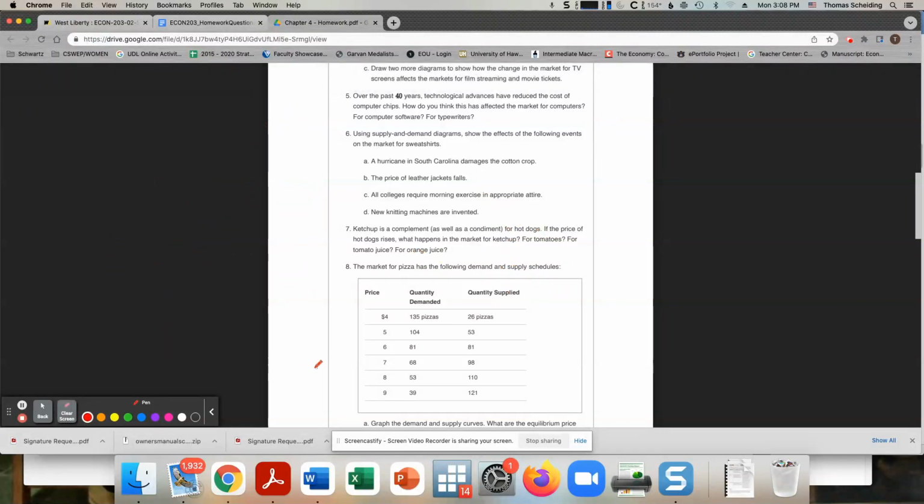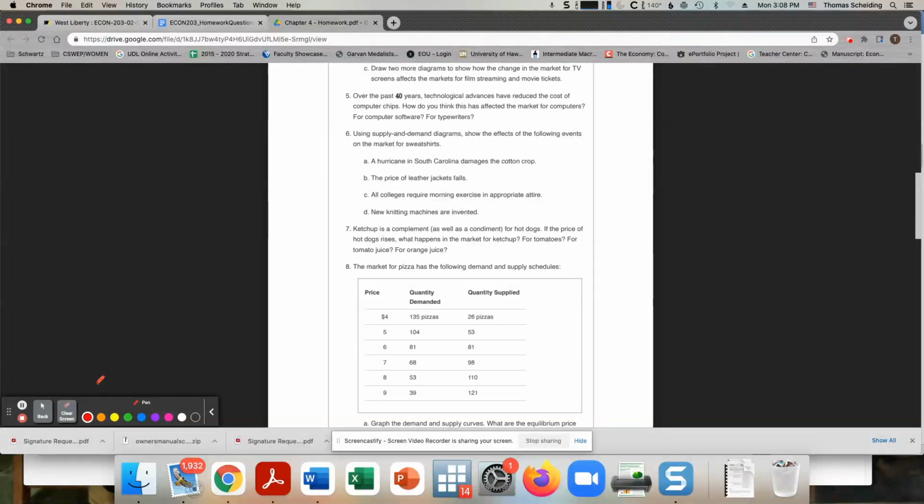Let's go to number 6 here. Okay, same thing. Ask yourself the two questions, right? Which curve is affected? It may be both. So far, we're just seeing one being affected. And then in what direction is it affected?